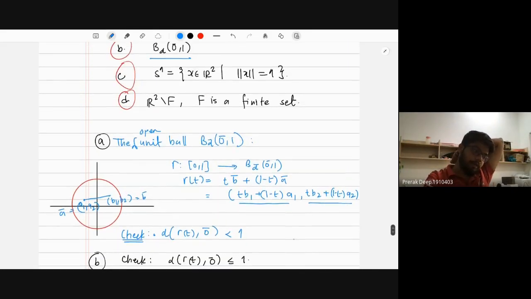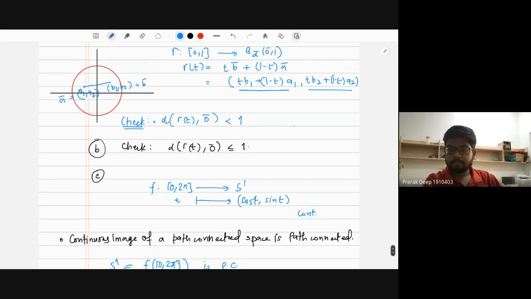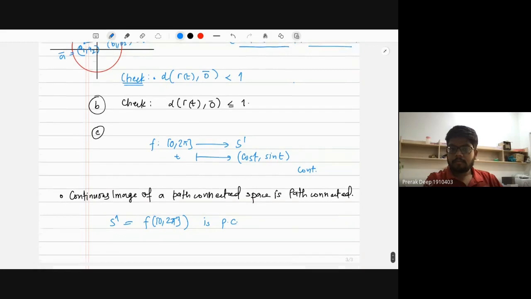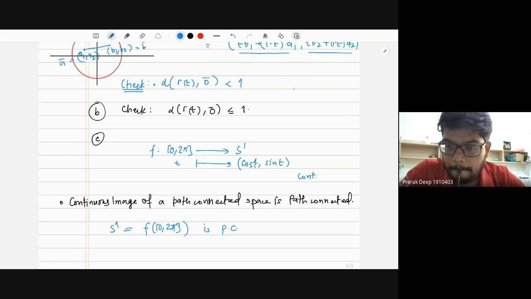Okay, now what is left is D. Yes, the sphere will also be path connected in R3.